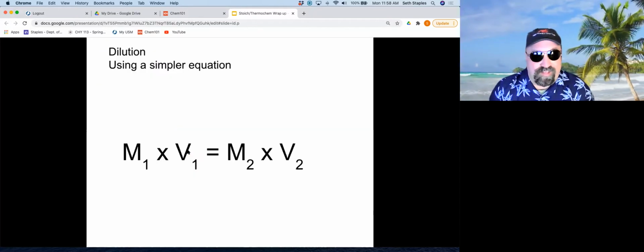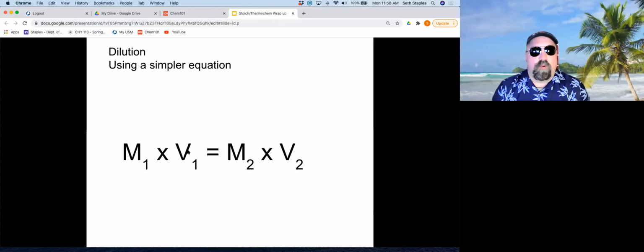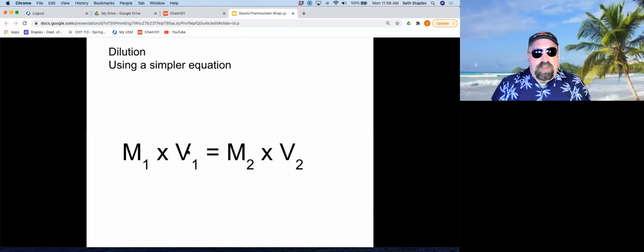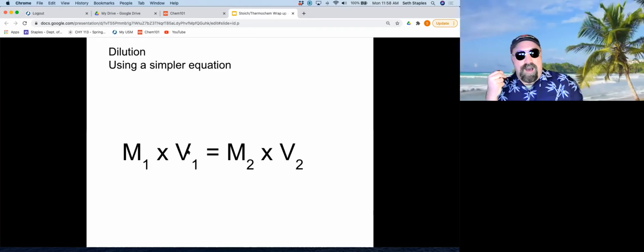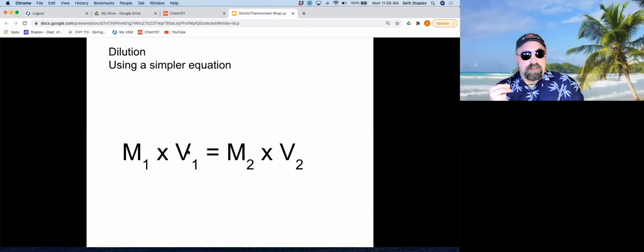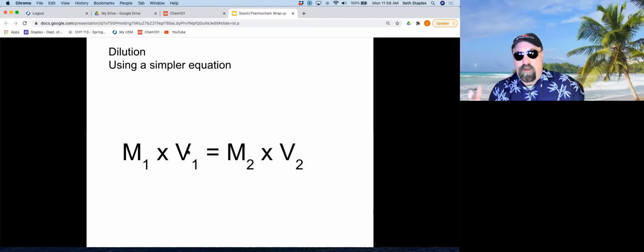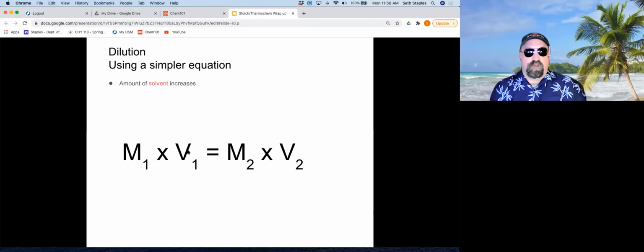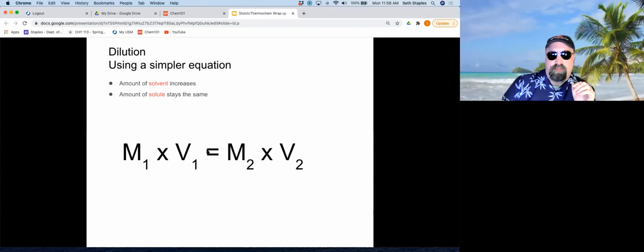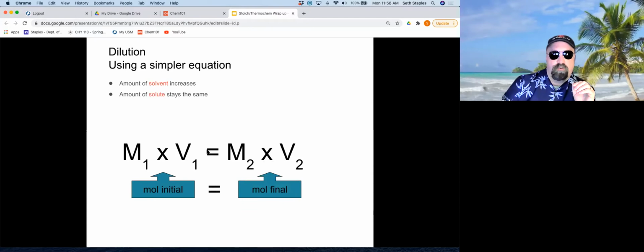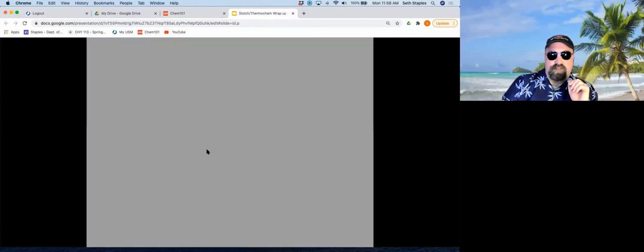We talked about the dilution equation. If we have, for instance, a very concentrated solution, and we want to know how much of that solution we would need in order to make a certain volume of a lesser concentrated solution, we would use our dilution equation to find that. M1V1 equals M2V2. We talked about how to use this.